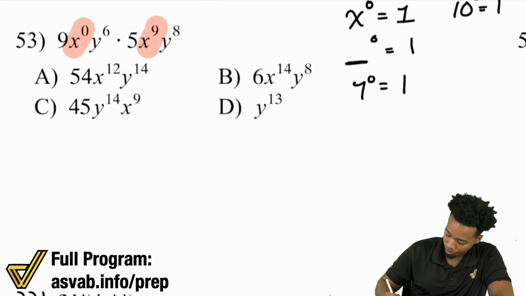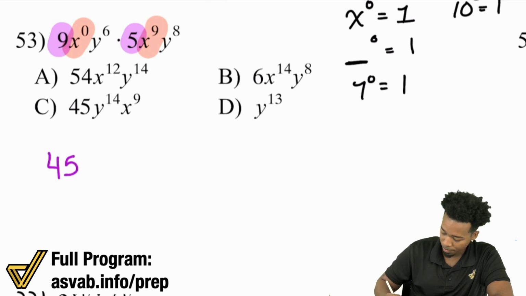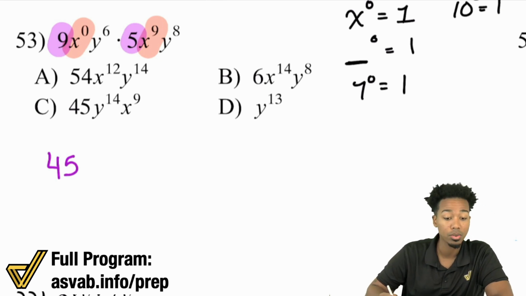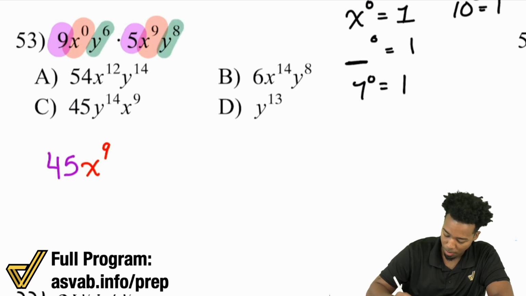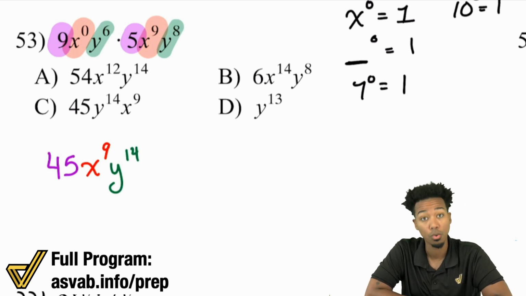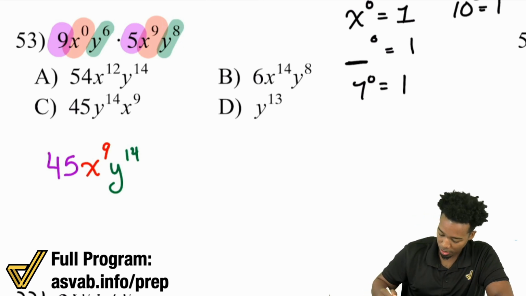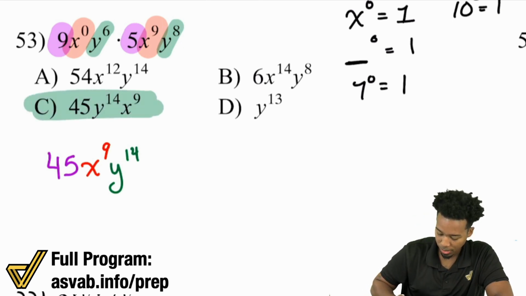But long story short, let's take care of our numbers. 9 times 5, what's that going to be? 45. From there, we're going to have ourselves x to the power of 0 times x to the power of 9. 0 plus 9 is going to be 9. And lastly, we have y to the power of 6, y to the power of 8, those being multiplied. And so we'll have y to the power of 6 plus 8, which is 14. And there we have that. And so, booyah, we take a look over here. Our answer will be C.